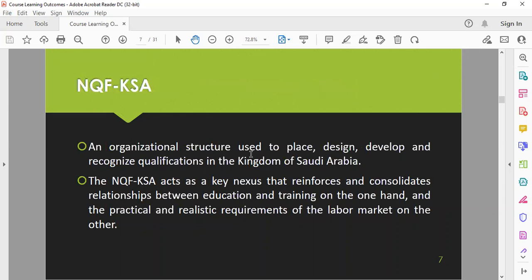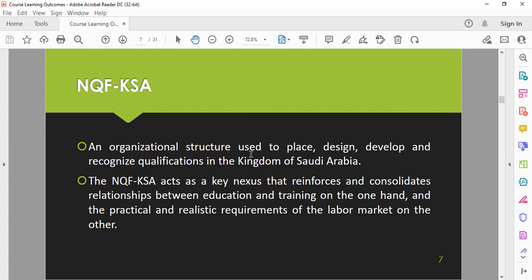So what is NQF? It is a national qualification framework. And as you can see here in the definition in the NQF document, it says that it's an organizational structure which is used to place, to design, to develop, to recognize qualifications in the Kingdom of Saudi Arabia. So see what we are doing when we work on course learning outcomes. We are contributing to the recognition of our qualification, that is BA.